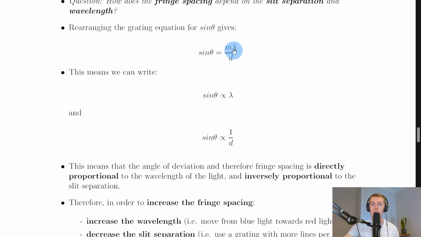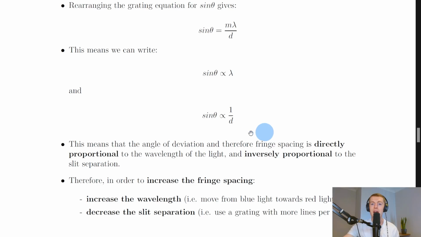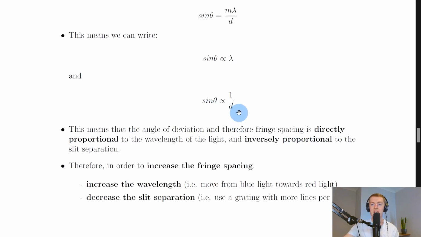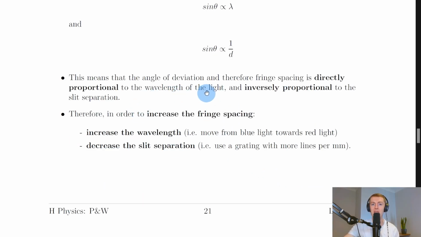And if we ignore the m lambda for now, we could say that sine theta is directly proportional to 1 over d, i.e. sine theta is inversely proportional to the slit separation, and that's because we have little d on the denominator of our fraction here. So what this means is if slit separation increases, then sine theta decreases, or if slit separation decreases, then sine theta increases. It goes on to say this means that the angle of deviation and therefore fringe spacing is directly proportional to the wavelength of the light and inversely proportional to the slit separation.